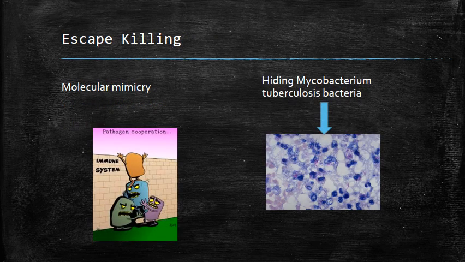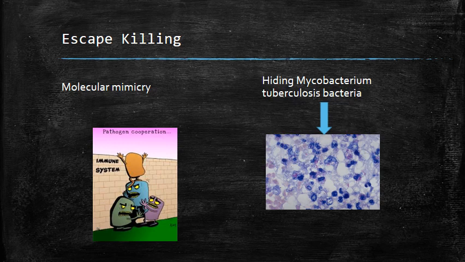Escape killing. First, I will start by talking about the strategies used by pathogens in order to escape death. Molecular mimicry is commonly used by pathogens in order to genetically resemble parts of the host's own body. When the pathogen mimics the chemical makeup of the body, they can exist without an immune response being activated against them. So they can move around in the host without any problems, without being noticed by any of the antibodies.